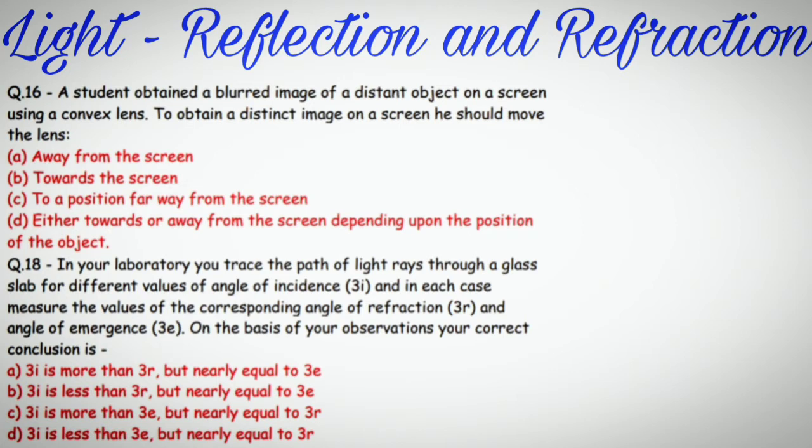Option C, ∠i is more than ∠e but nearly equal to ∠r. Next option is ∠i is less than ∠e but nearly equal to ∠r. And the correct answer is ∠i is more than ∠r but nearly equal to ∠e.